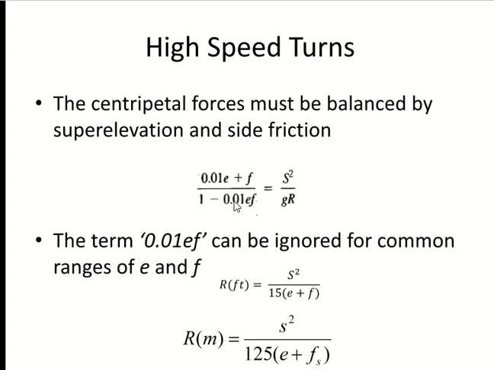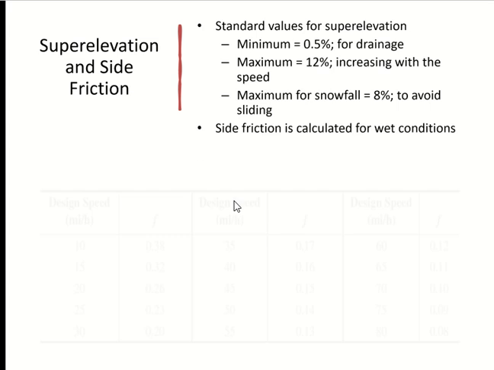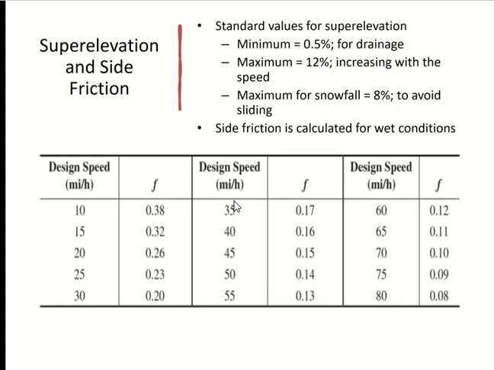What are we converting? The speed. The speed is in miles per hour, and we are converting it to feet per second. Same thing here, this is in meters, so the speed is in kilometers per hour and I am converting it into meters per second. Clear? And the last thing are the recommended values for E and F.